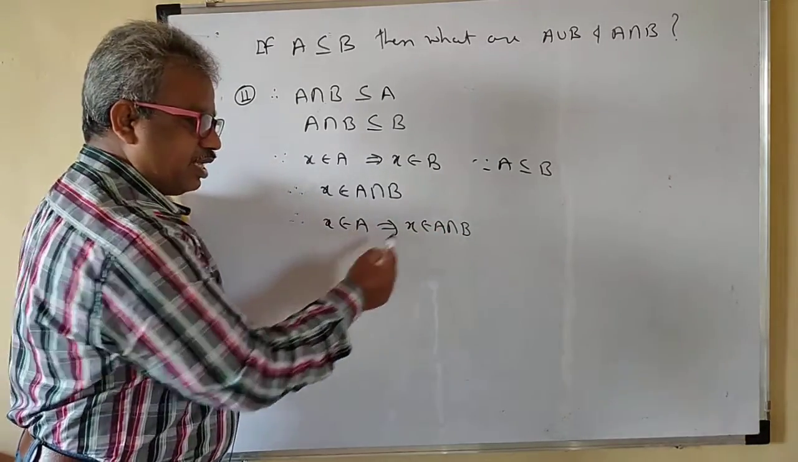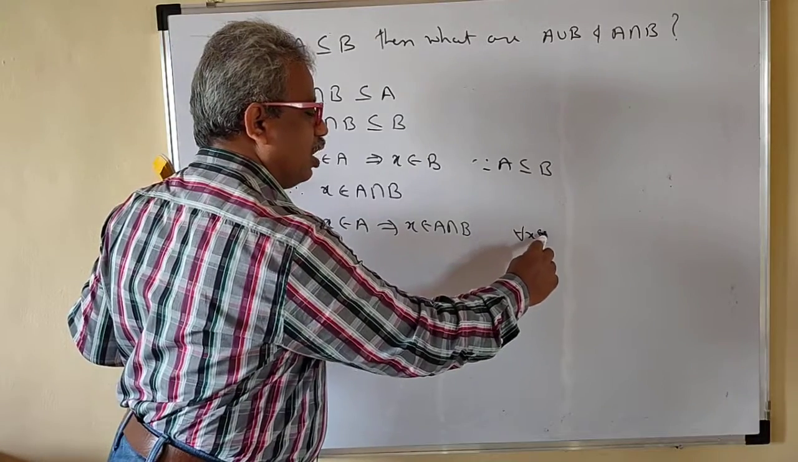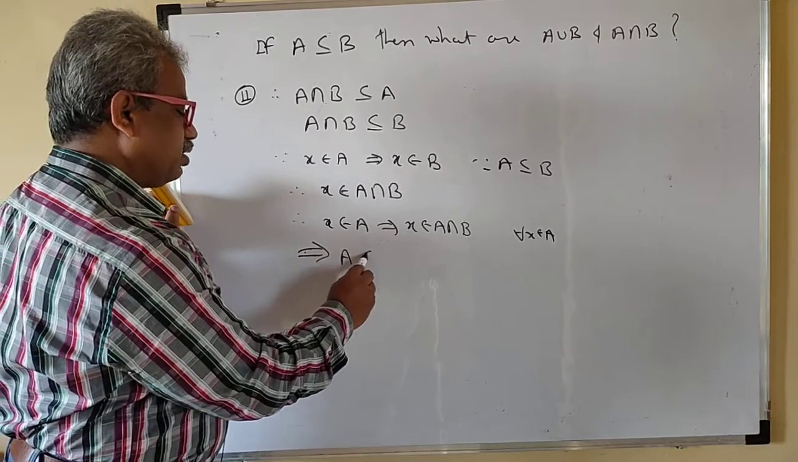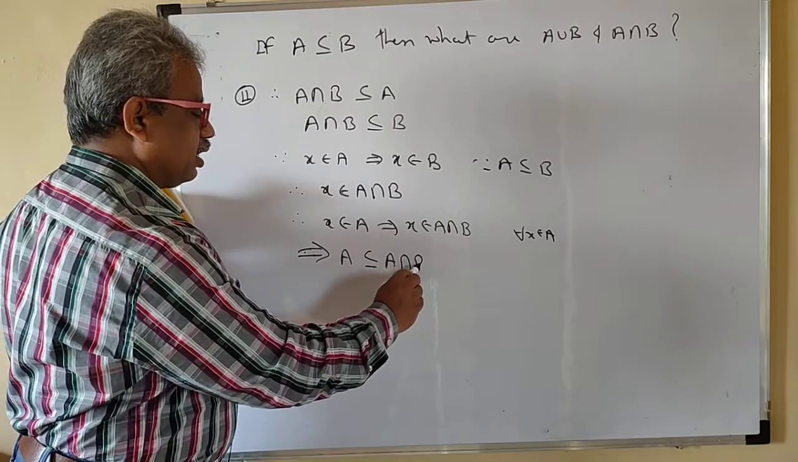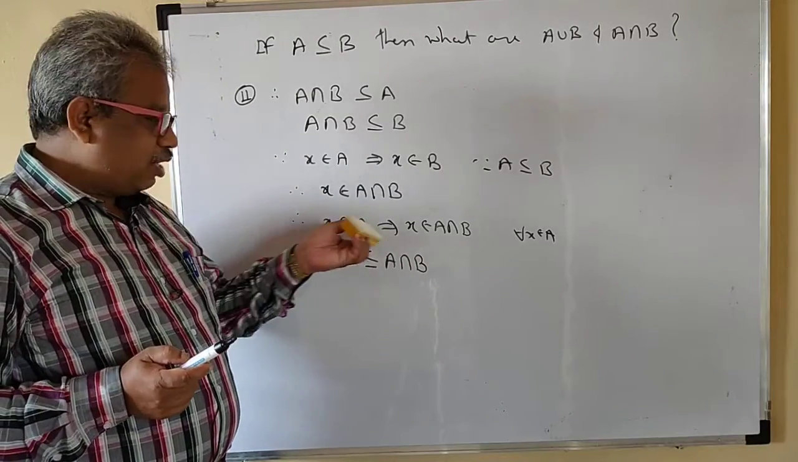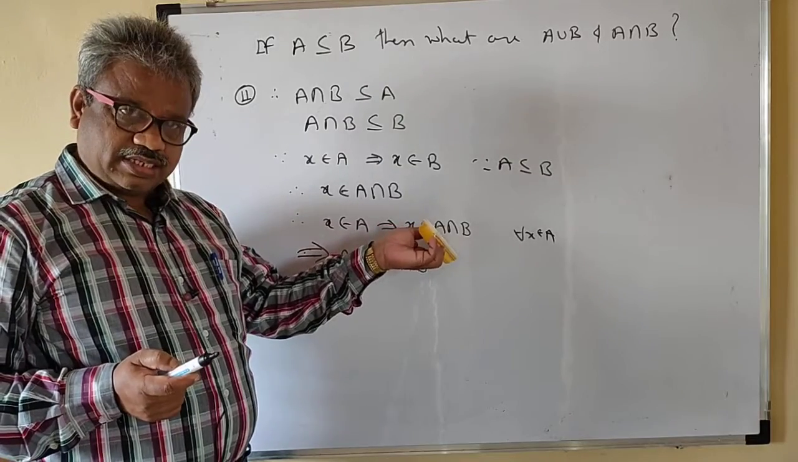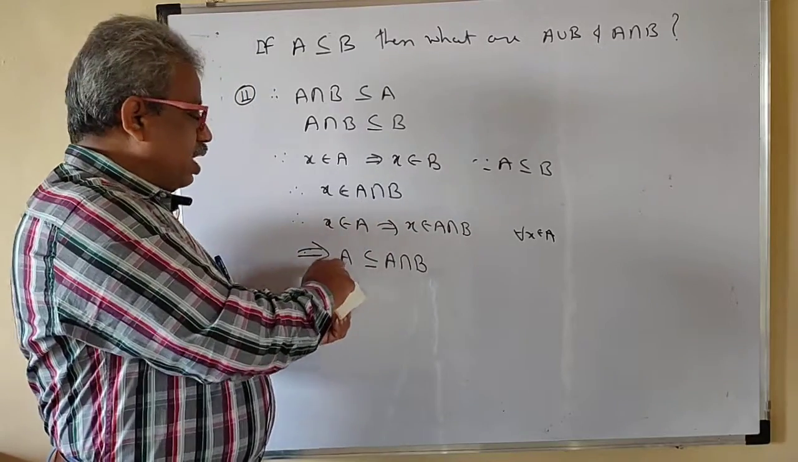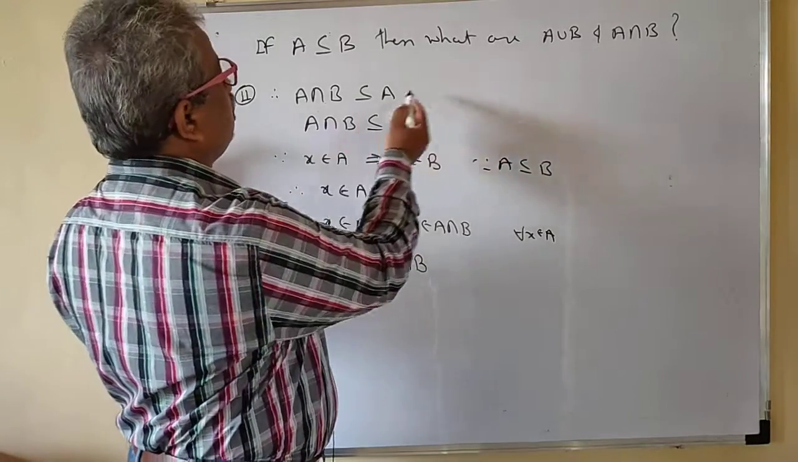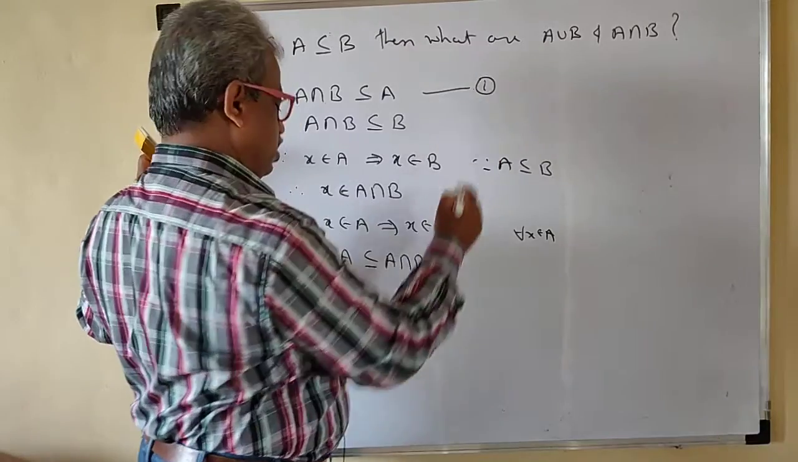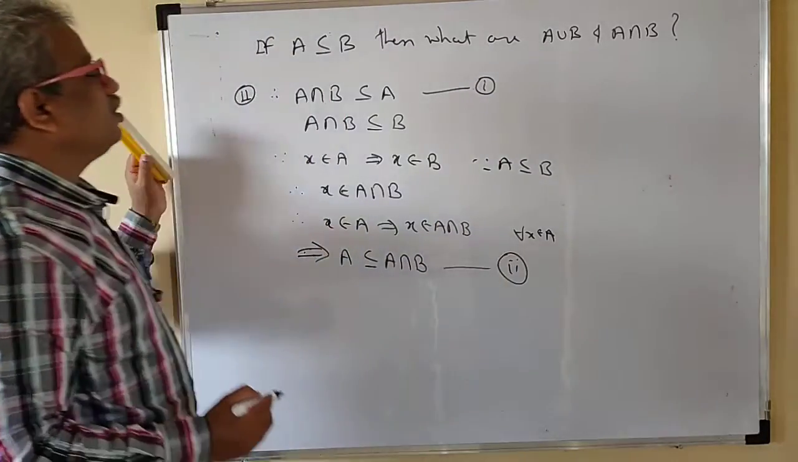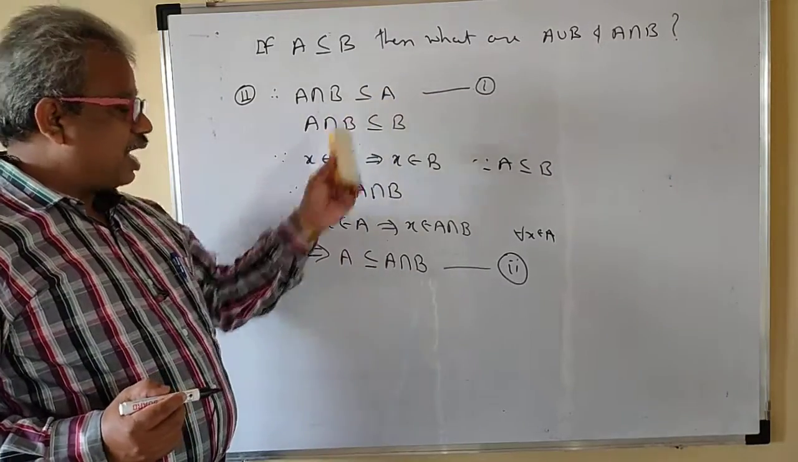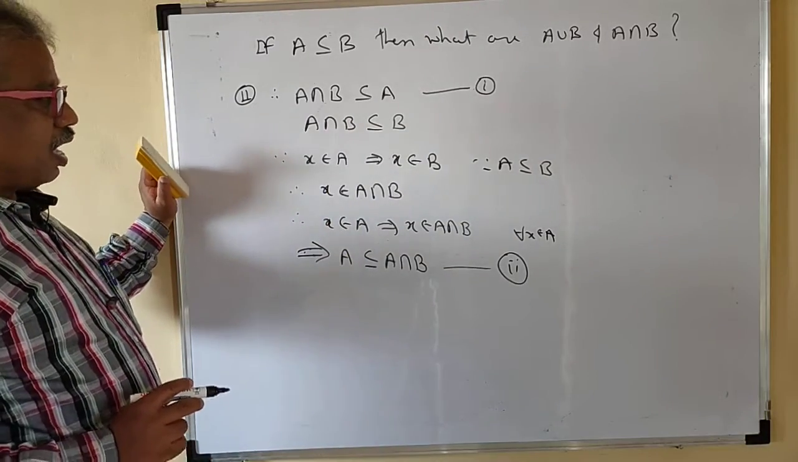This is true for all X belonging to A. So this implies that A is a subset of A intersection B, because you have taken an element from the set A and proved that X is an element of A intersection B. That means all the elements of A are in the intersection. I will call the earlier result first and this one second. The first says A intersection B is a subset of A, and the second says A is a subset of A intersection B. That means A and A intersection B are subsets of each other.